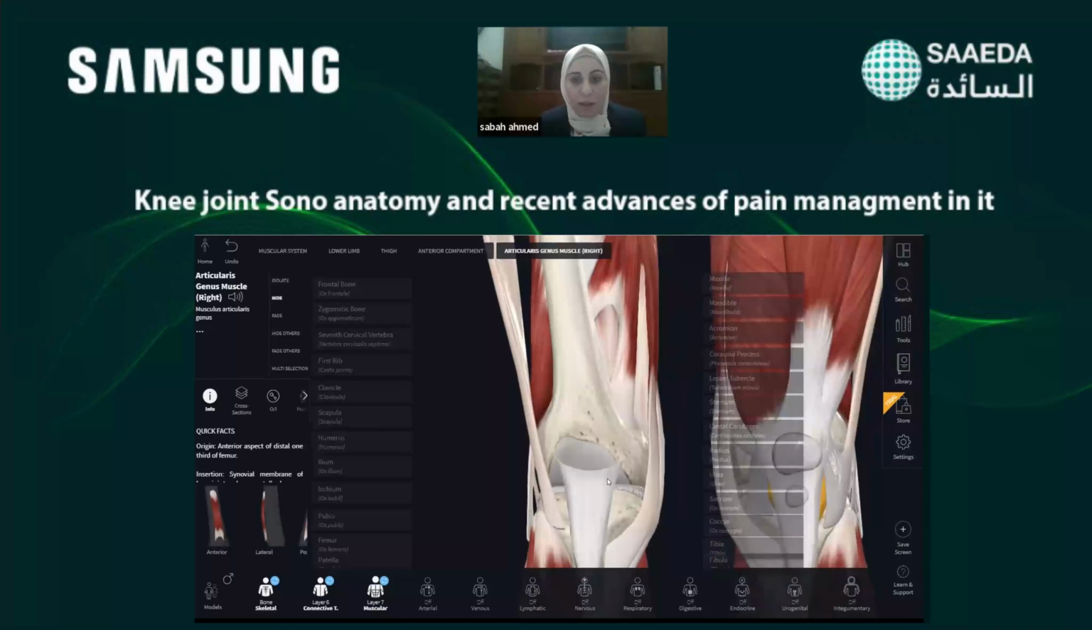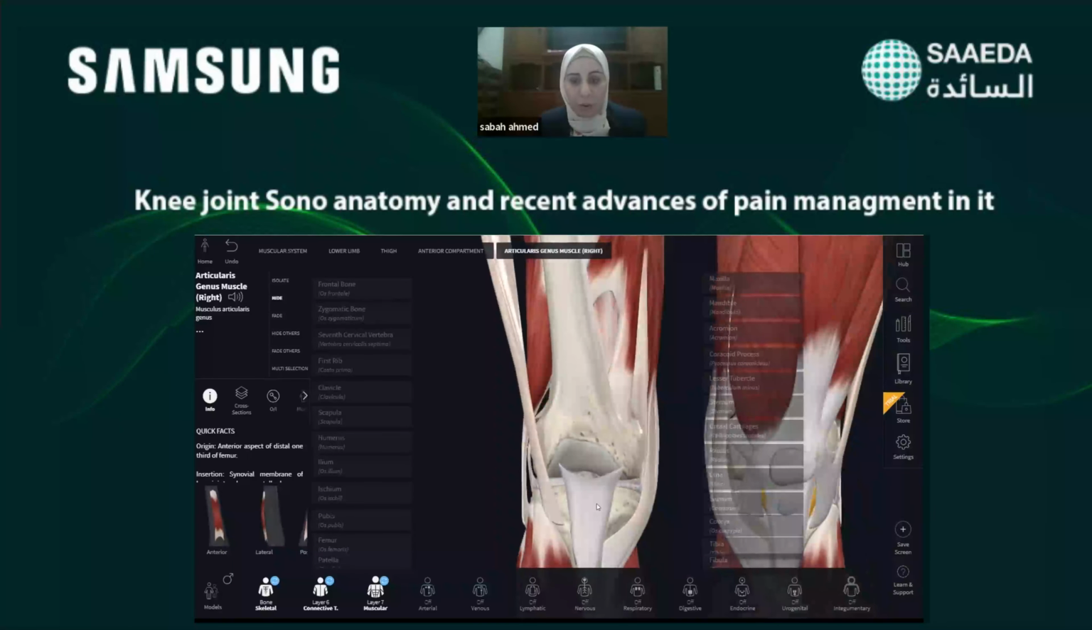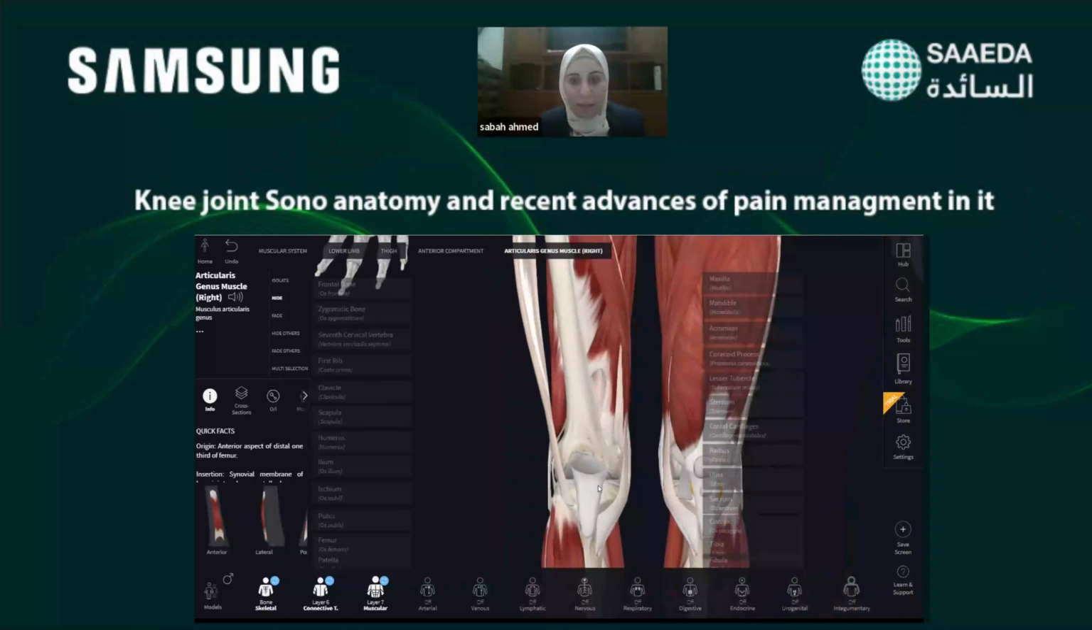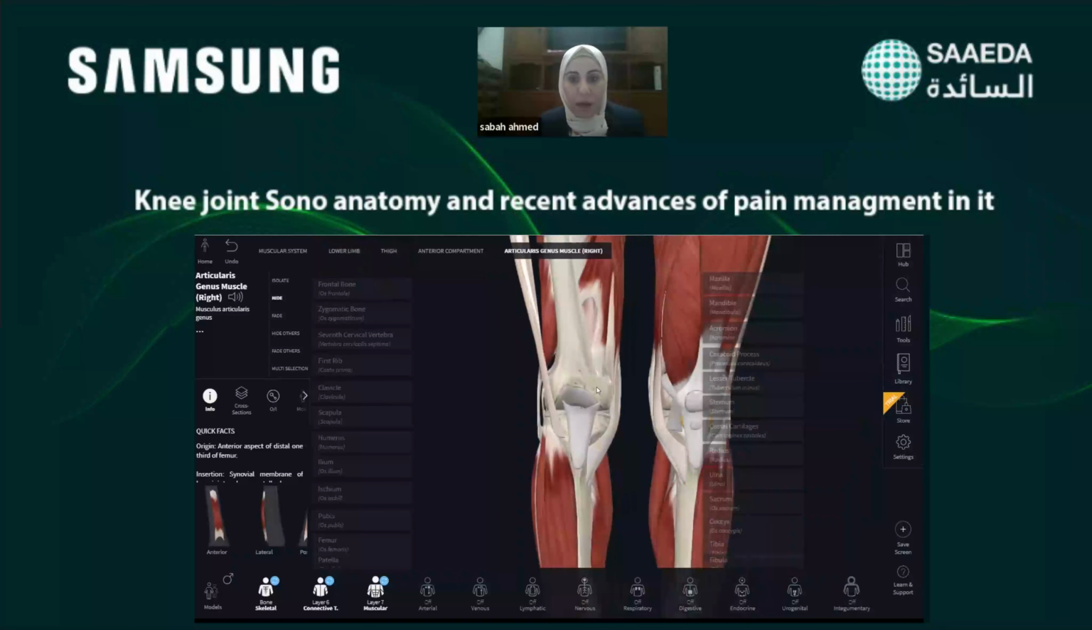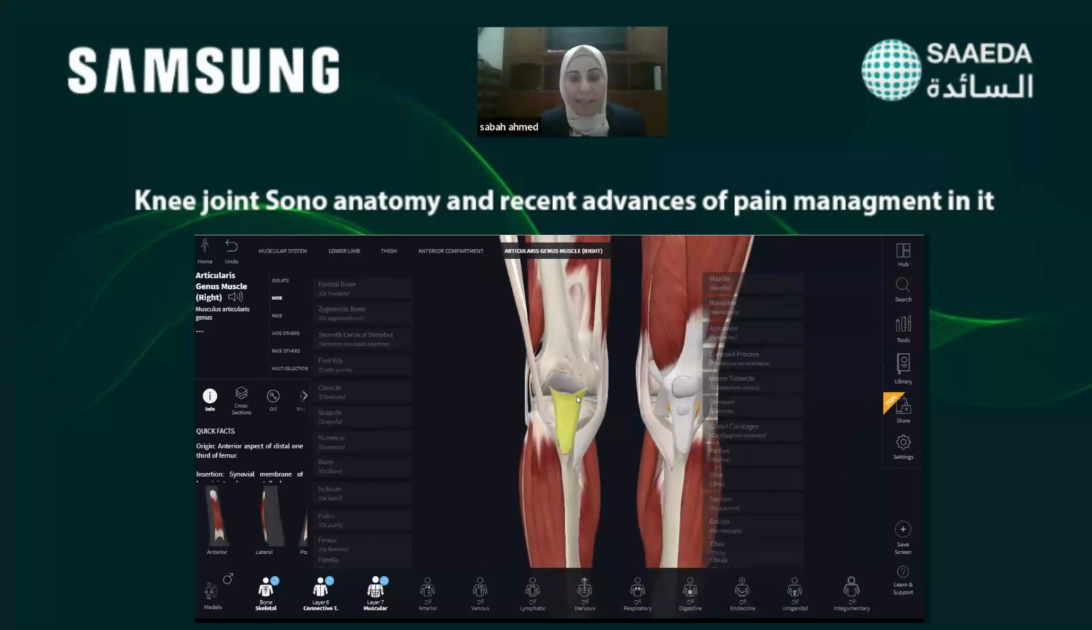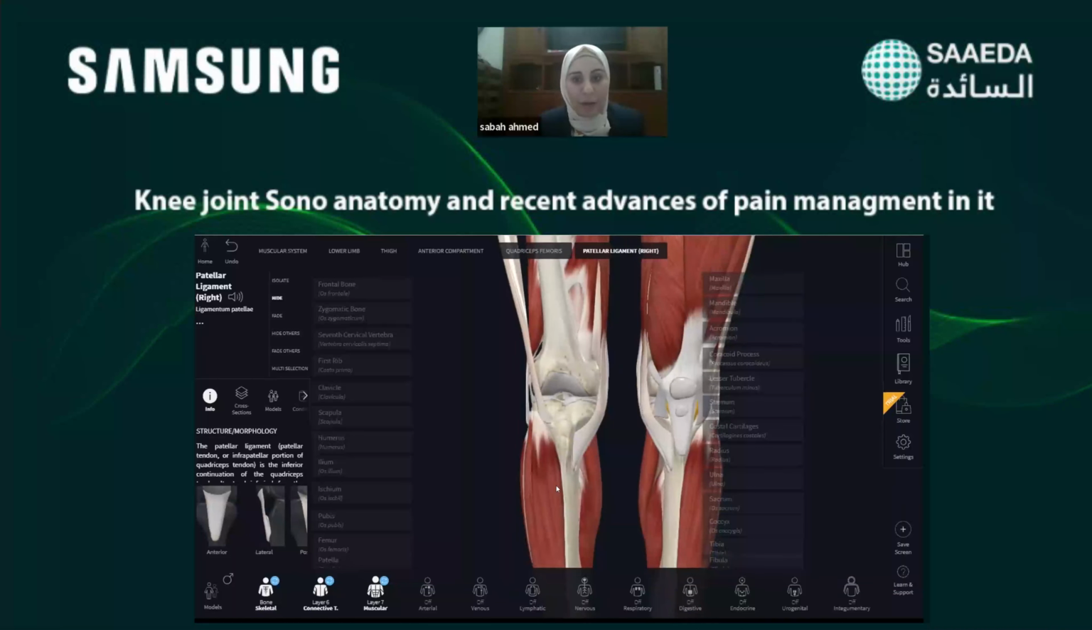This tendon, or this muscle, continues downward in the infrapatellar compartment as the patellar tendon. So this is the patellar tendon or patellar ligament. Sometimes we call it the patellar ligament. So this is regarding the anterior part of the knee joint. Now we go to the medial side of the knee joint.